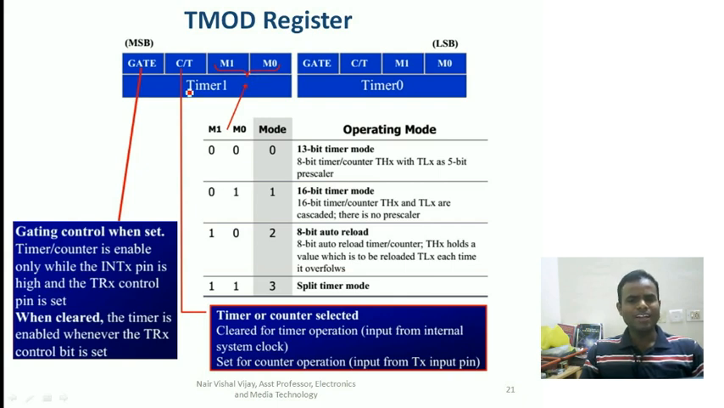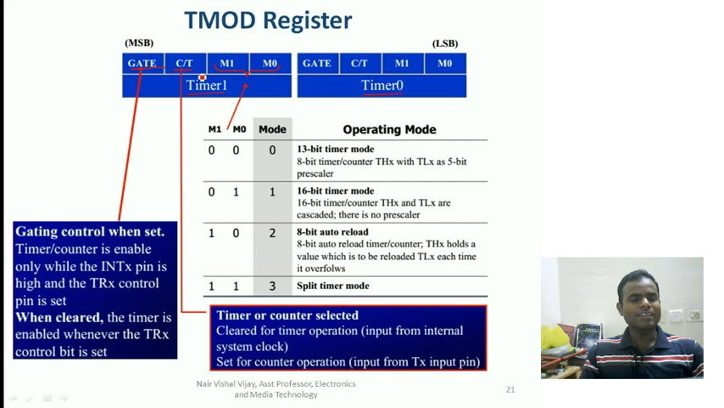As you can see, the bits in the upper nibble and lower nibble are the same. For example, in timer 1 you have GATE, C/T, which is counter or timer operation, and M1 and M0, which are the mode bits. The same bits exist in the lower nibble for timer 0. So whichever timer you would like to use, you can select it and configure it to work either as a counter or a timer, and in which mode you want it to operate can also be configured.